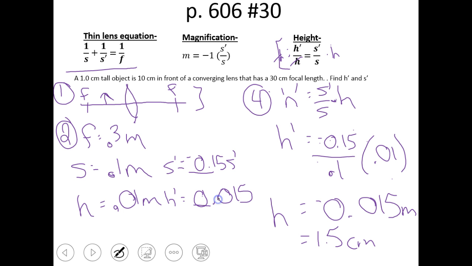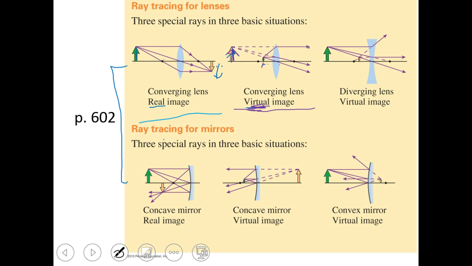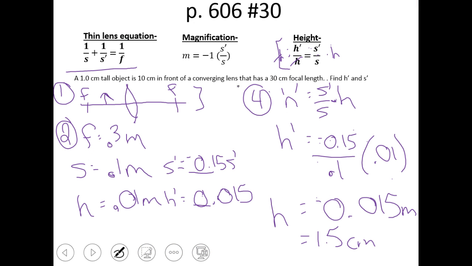I do 0.015, and things don't really have a negative height ever. So even though the sign convention goes there, it's only because I've got that virtual image, and that's giving me the negative sign convention. So this is 1.5 centimeters tall. It's a little bit bigger than my actual object, and when I go back to my cheat sheet, right, that makes sense for that situation.